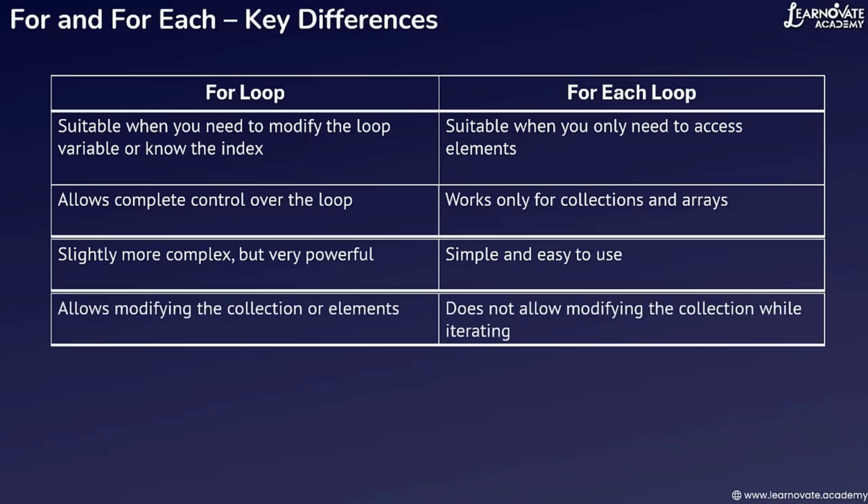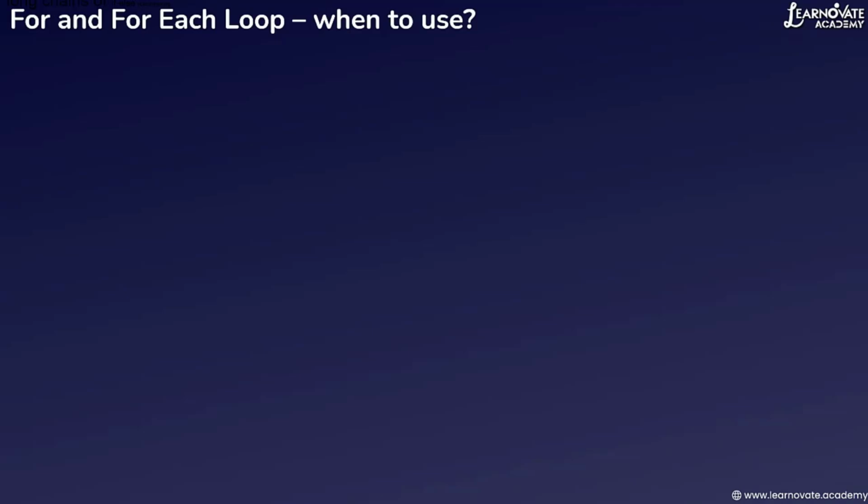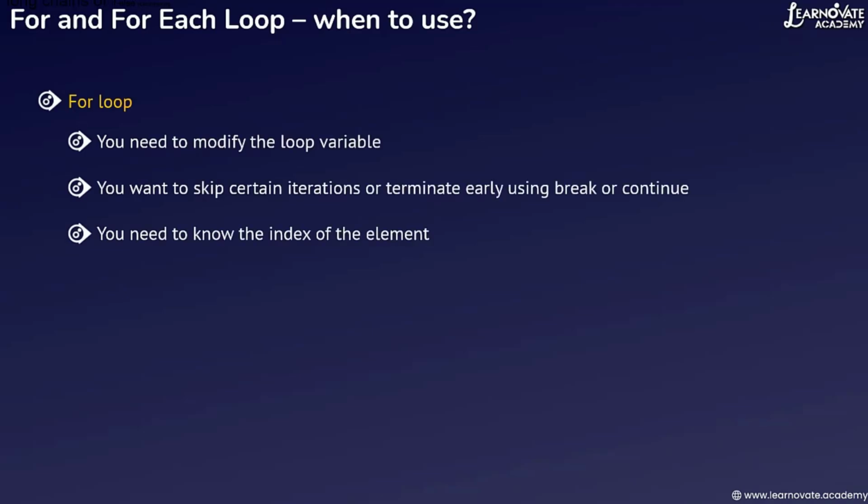When we use the for loop with a collection or an array, it allows the modification of the elements of this array. Whereas we cannot modify the elements of an array when we use the for each loop. So this brings us to a question, when to use the for loop and when to use the for each loop. When you need to modify the loop variable, or when you want to skip certain iterations or terminate early using break or continue, or when you need to know the index of the element, in all such cases we go for a for loop.